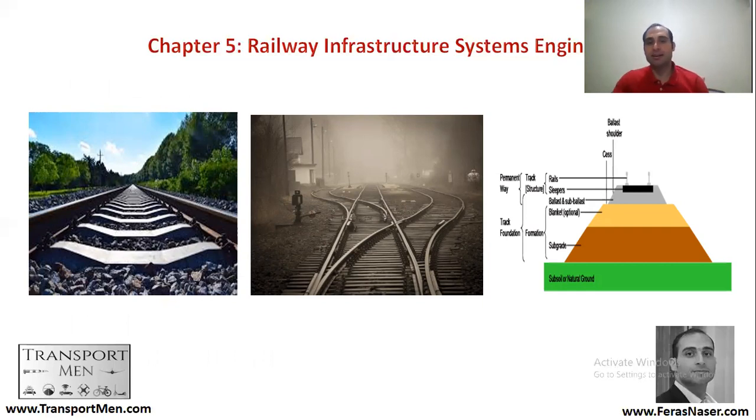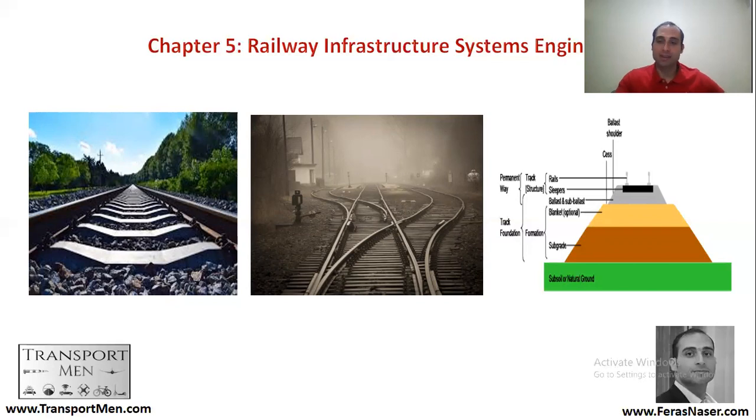You have this turnout, which is very much similar to a switch, and you can see the nose, you can see the check rails, you can see the signaling, and you can see even the gap. So that's switches in railways, and you can see the third one. You can see a cross section of a track structure, which is showing you the rails, the sleeper, the ballast, then you have the sub-ballast and the sub-grade and the different ground layers.